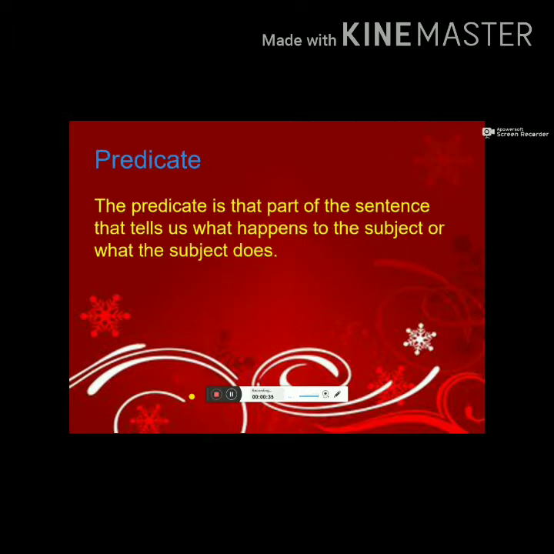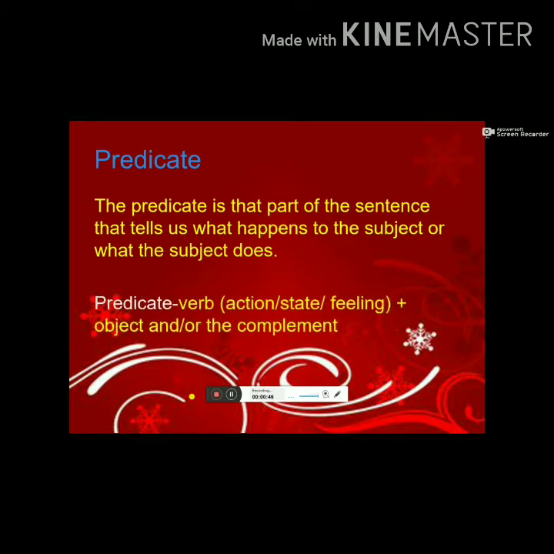The predicate is that part of the sentence that tells us what happens to the subject or what the subject does. Predicate contains verb which shows either the action or the state or the feeling. It also contains the object if present in the sentence and complement if there.